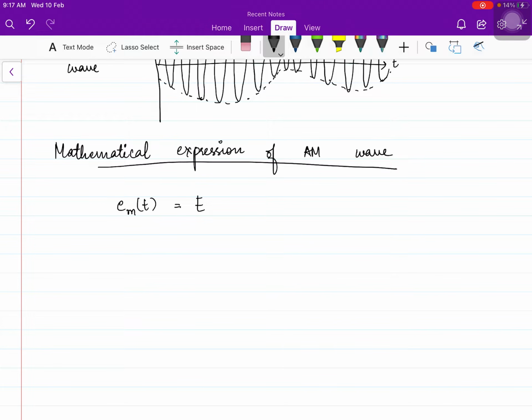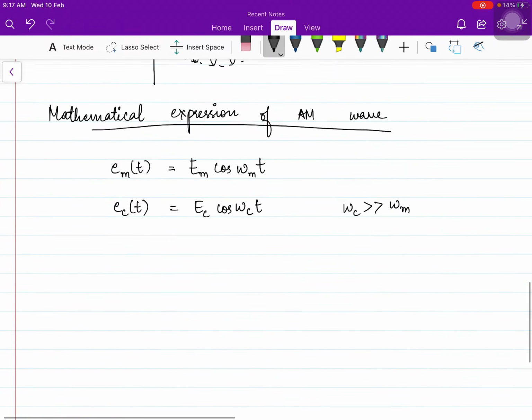So for convenience, I am taking some amplitude and cos theta, like Em cos omega m t. So it is a sinusoidal signal. Now similarly, I will take a carrier signal, and it will also be represented in the same way, but the frequency of carrier is very high as compared to that of message signal. So we know that. And we have represented the frequency of carrier signal by a different term, that is omega c.